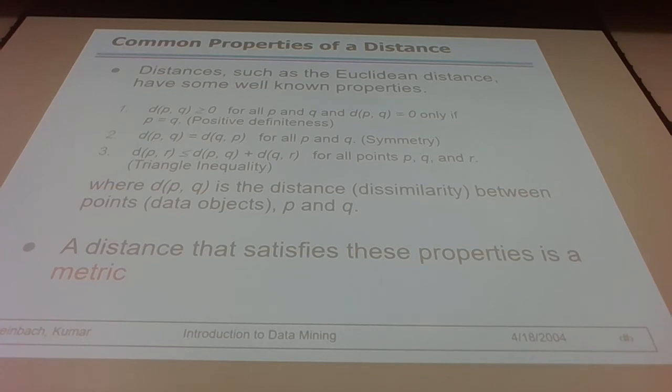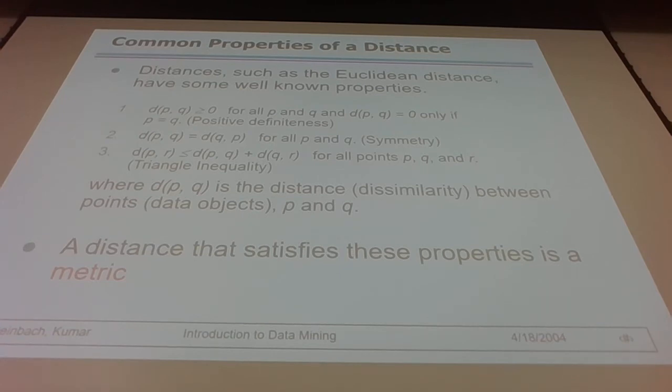And then you have to have symmetry. Symmetry means the distance of P comma Q is the same as the distance of Q comma P. It doesn't matter what order you measure the distance. And then you have to have the triangle inequality, that we all know: the distance of P comma R is less than or equal to the distance of P comma Q plus the distance of Q comma R. And that we have to have. So this d(P,Q) is known as the distance. It is also the same as the dissimilarity. It's one of the ways to define dissimilarity.